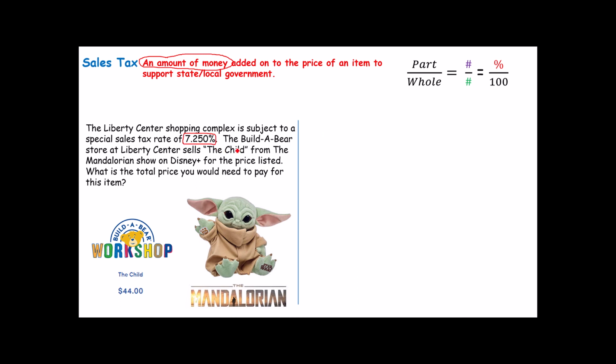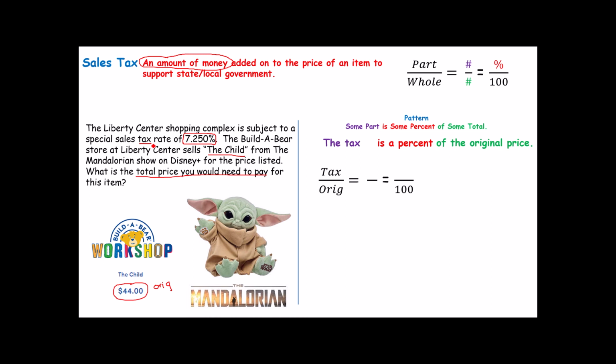The Build-A-Bear store at Liberty Center sells the child, or better known as Baby Yoda from The Mandalorian show on Disney Plus, for the price listed. Notice they have it for $44. That's another value. What is the total price you would need to pay for this item? Now, in this case, we're going to have an item that is originally $44. That's my original. And they're going to charge me a tax. That tax is a part. The tax is a percent of the original price.